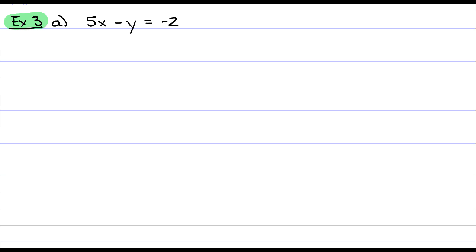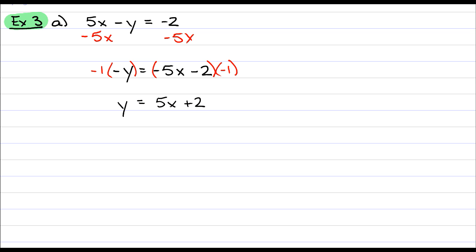So to do that, I'm going to subtract 5x from both sides, and that's going to leave us with minus y equals, let's say, something like minus 5x minus 2. Now, I have a negative y on the left-hand side, and I need that to be positive, so I'm just going to multiply both sides by minus 1. Or, in other words, you can think of that as dividing both sides by negative 1. Either way, you get the same thing. Really, we're just flipping all the signs. So this is going to give us y equals 5x plus 2.